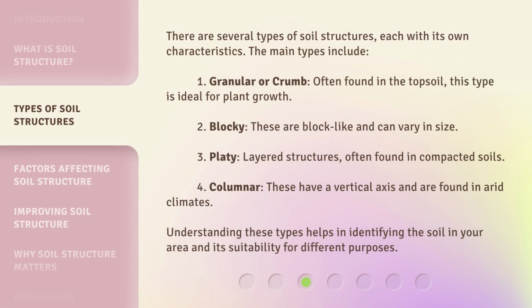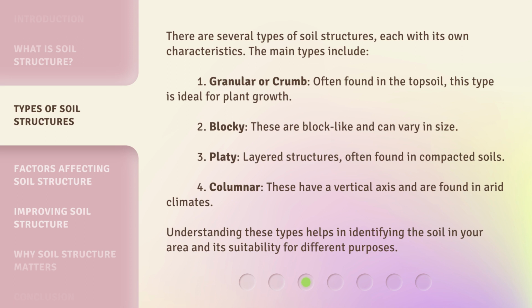There are several types of soil structures, each with its own characteristics. The main types include: 1. Granular or crumb, often found in the topsoil. This type is ideal for plant growth. 2. Blocky. These are block-like and can vary in size.